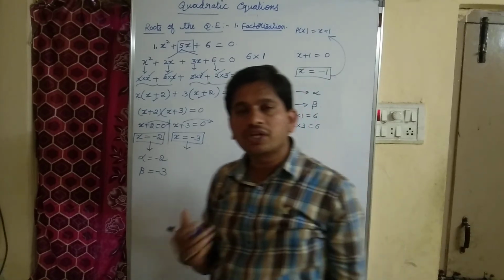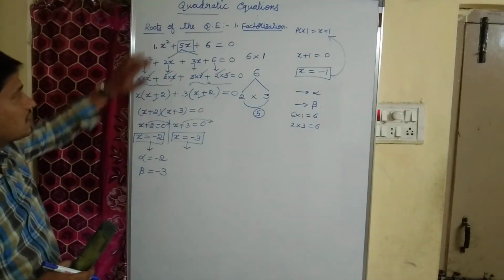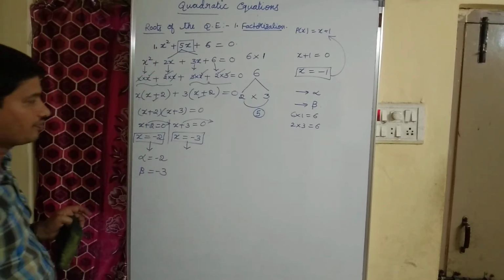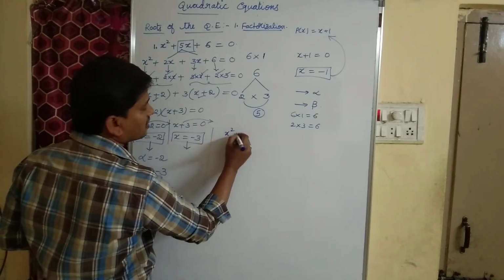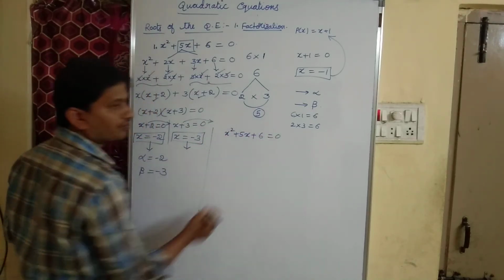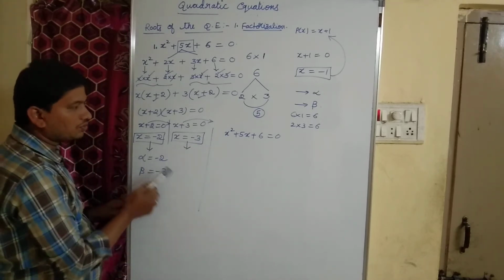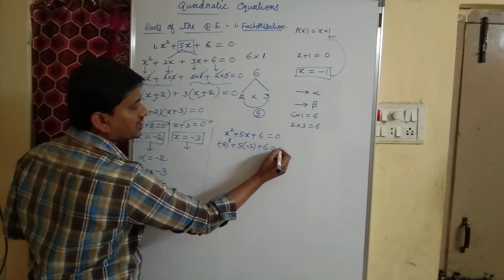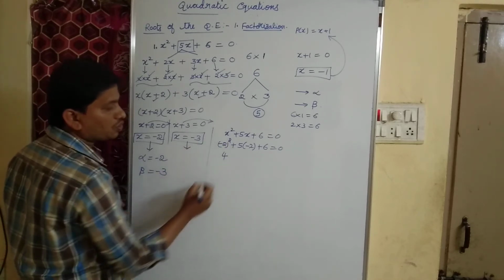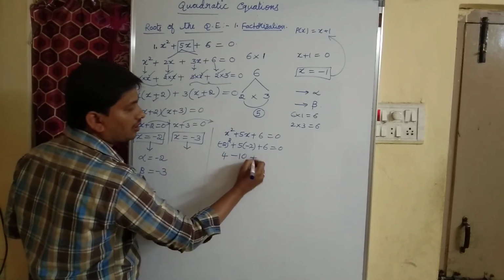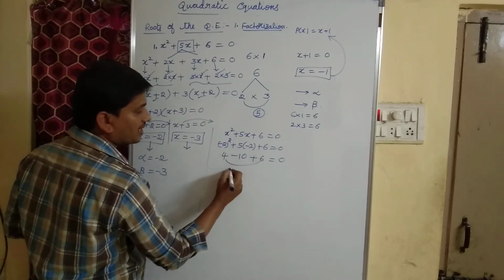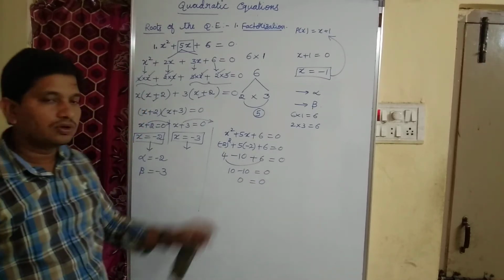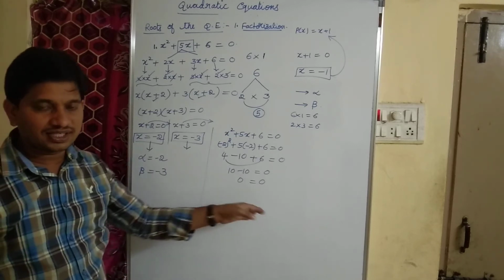What do you mean by root of the quadratic equation? I mean, if you substitute minus 2 in place of x, whether you will get 0 or not, check it. The given equation is x square plus 5x plus 6 equal to 0. Now let me substitute minus 2 in place of x. Minus 2 whole square plus 5 into minus 2 plus 6 equal to 0. Minus 2 whole square is 4, plus 5 into minus 2 is minus 10, plus 6 equal to 0. So 4 plus 6 is 10, minus 10 equal to 0. 10 minus 10 is 0. See, 0 is equal to 0. We got LHS equal to RHS.